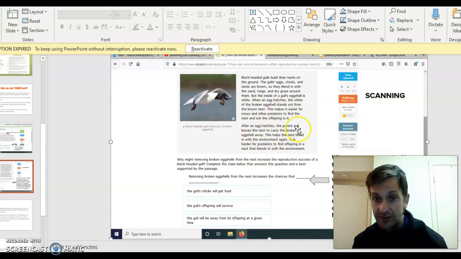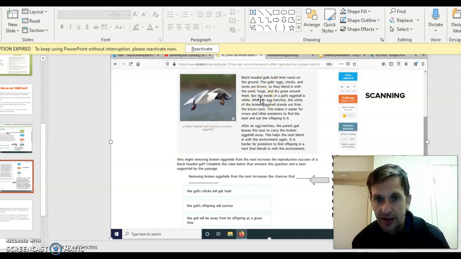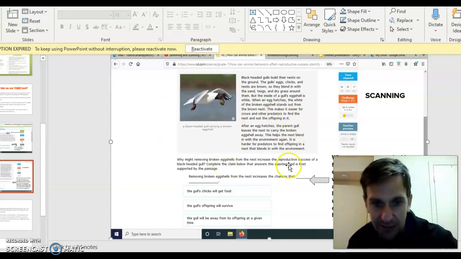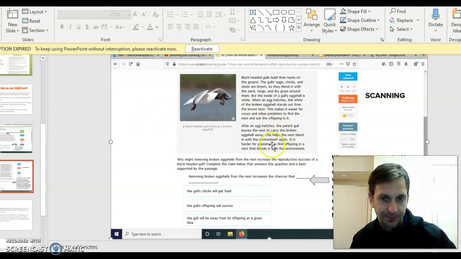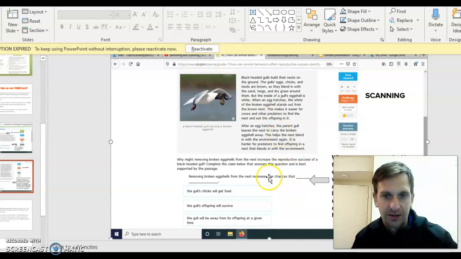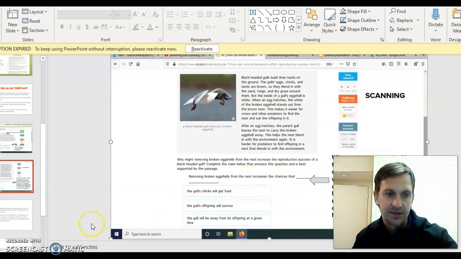The parent gull leaves the nest to carry the broken eggshell away. This helps it blend into the environment. All right, so look, keywords, things that stick out to you. We're scanning for just the specific answers. We might scan the picture, see what it looks like, but logically take out some answers too. Take out the ones you know that aren't going to work. We're looking just for a specific piece of information.